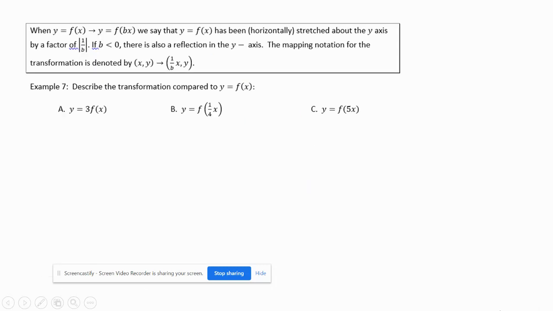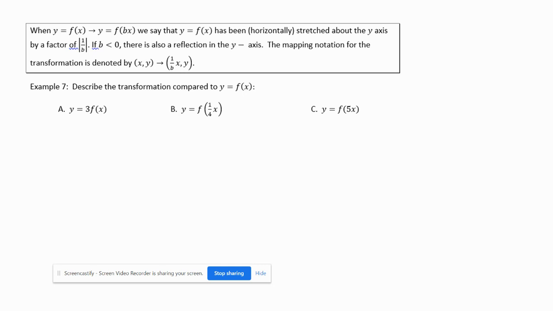So, a few general notes here. When y = f(x) becomes y = f(bx), we say that y = f(bx) has been horizontally stretched about the y-axis by a factor of 1 over b. So remember, with a b value, the reciprocal is going to be the stretch factor. If b is less than 0, there's also a reflection in the y-axis. Our mapping notation is (x, y) becomes (1/b times x, y).